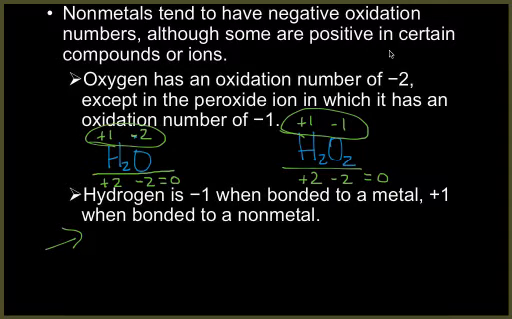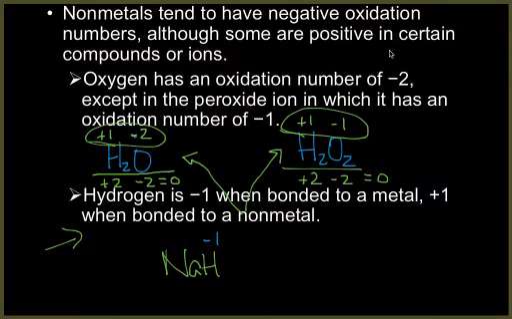Hydrogen is -1 when it's bonded to a metal, +1 when it's bonded to a nonmetal. So our nonmetal examples are right here. There's a nonmetal example and there's a nonmetal example as a +1. Hydrogen can also be a -1. So if it is bonded to a metal, like in this case, it would be a -1. And then again, we can use that to figure out what the other substance is.